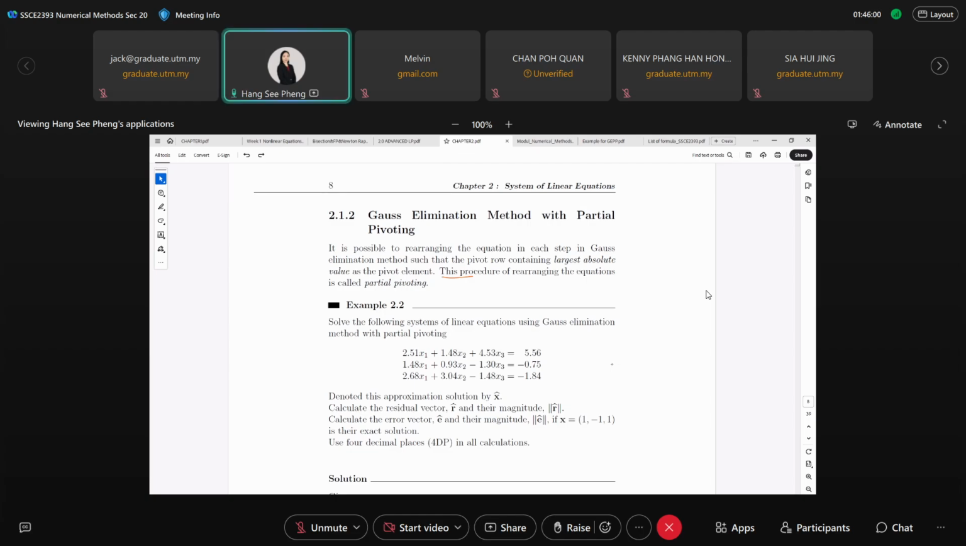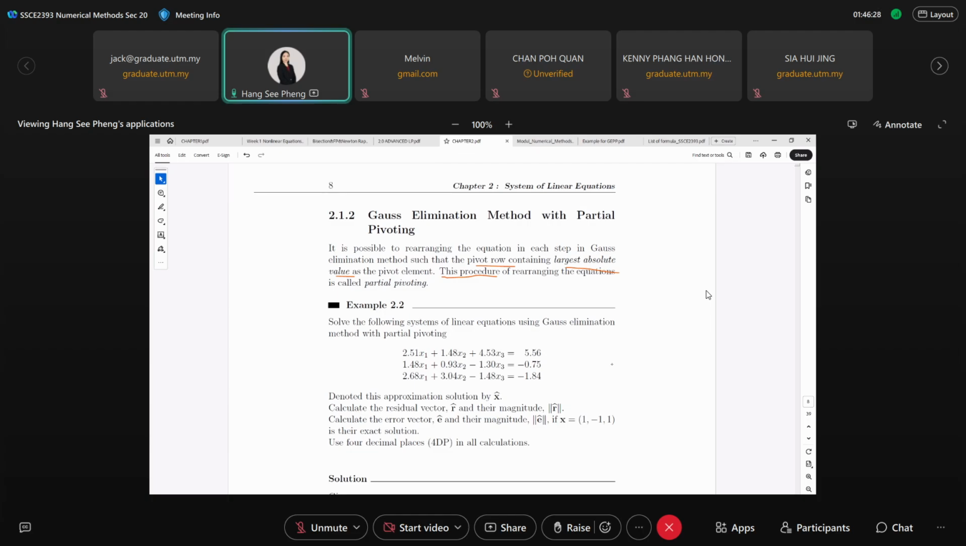Yeah, we have the extra procedure: check the pivot row containing the largest absolute value as the pivot element. Before this, we just continue. Whatever the matrix given to us, you start to calculate M21, M31, reducing the first column to 0, except the pivot element; the elements below the pivot element are reduced to 0, and so on.